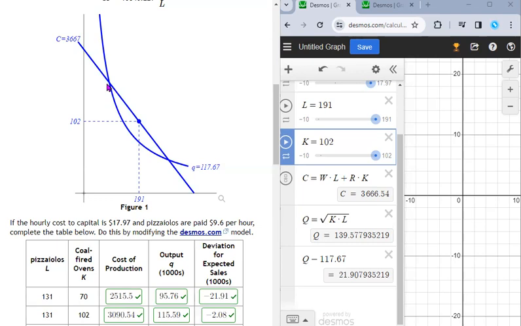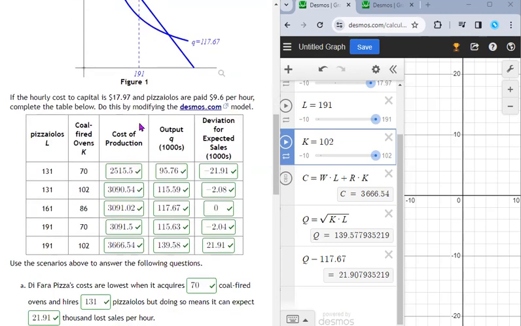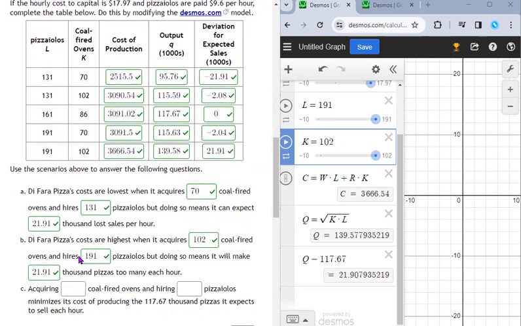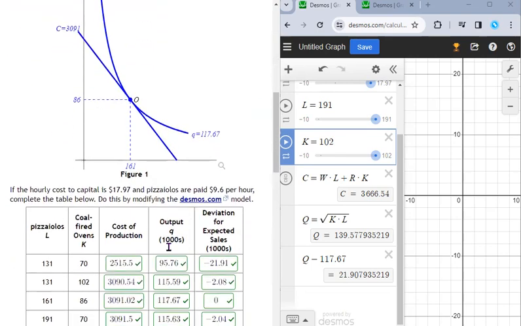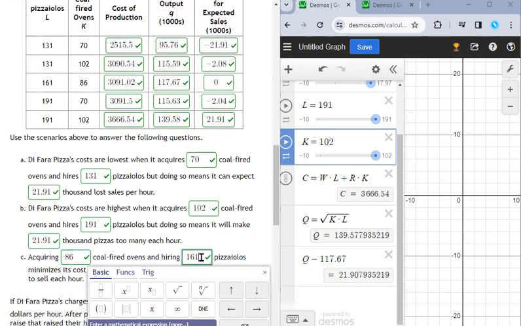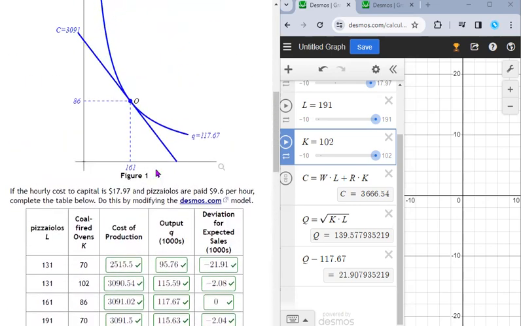It wants just enough capital and just enough labor to produce 117.67 units, right? And that occurs when the firm acquires 86 coal-fired pizza ovens and hires 161 pizza cooks, right? Now, notice what happened here, right? When I entered these two numbers into this particular question, these answer boxes, I get a new isocost line, right? My isocost line is now just tangent to the isoquant at one point, right? I have just enough labor, 161, and just enough capital to make just enough output to meet my sales goal of 117.67 pizzas per hour, right?